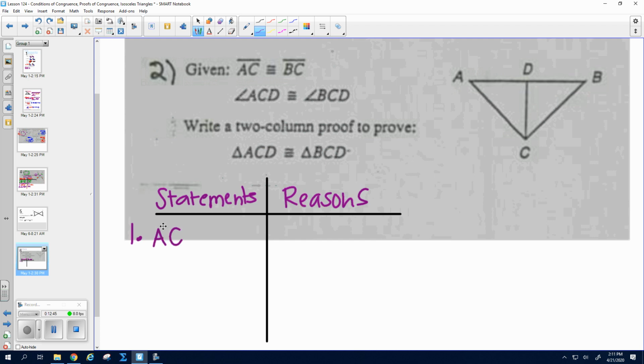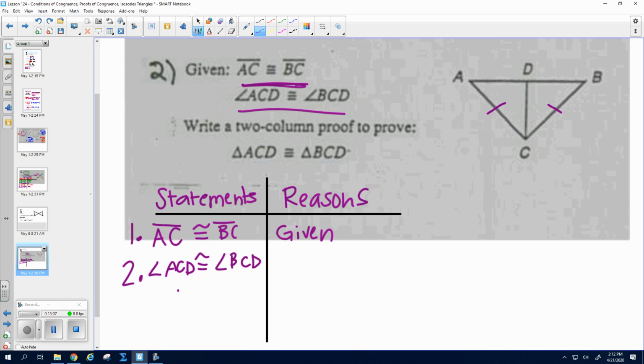So my givens, I'm repeating side AC is congruent to side BC, and I always put given. So AC is congruent to BC. Mark it on the triangle. And the next step is this next given. Angle ACD is congruent to angle BCD. So when you read these angles, or you're wondering which one it is, trace it, ACD. And it's that middle angle right there. And the other one is BCD, and it's this angle right here. All right, and that's given.